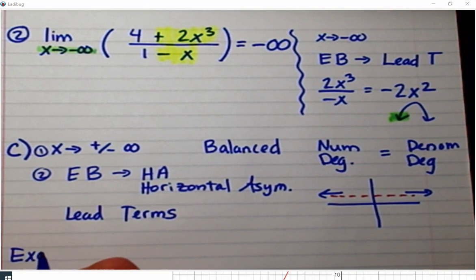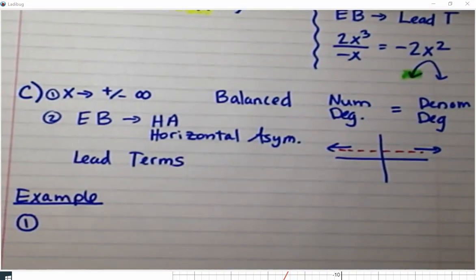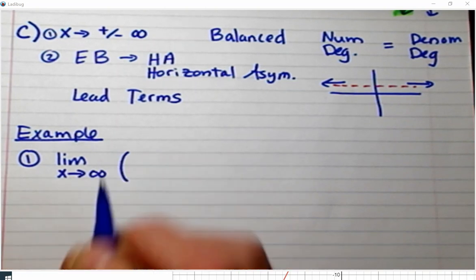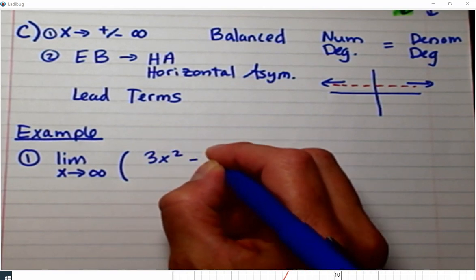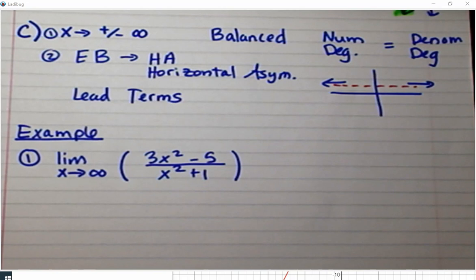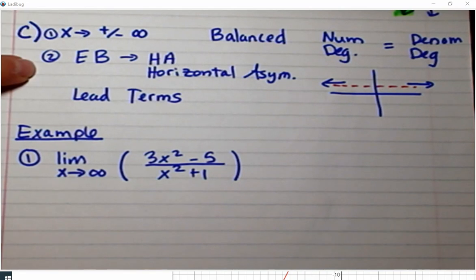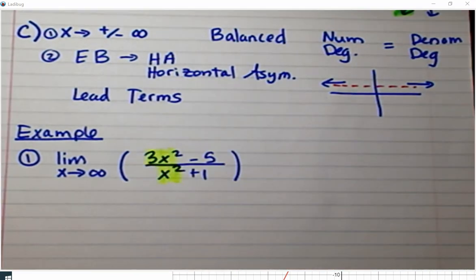Example. The limit as x approaches positive infinity of 3x squared minus 5 over x squared plus 1. They're the same. x is going to positive infinity. I'm in the end behavior category. The numerator degree and the denominator degree happen to be the same.